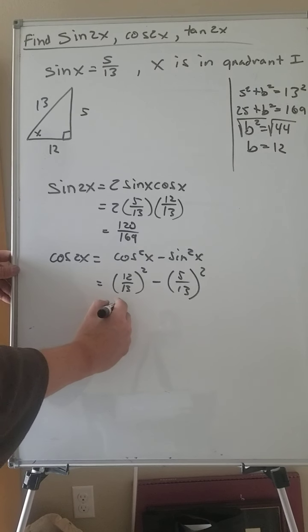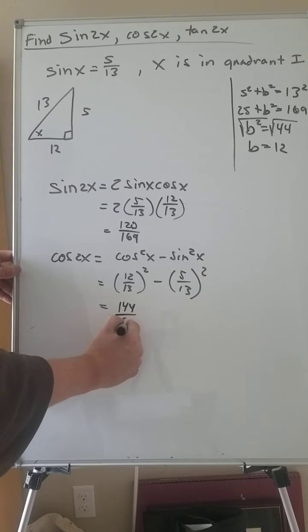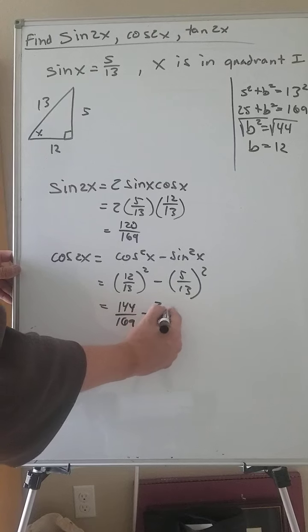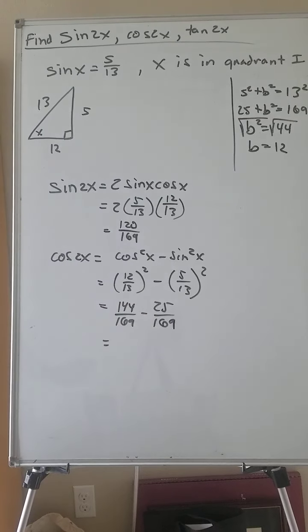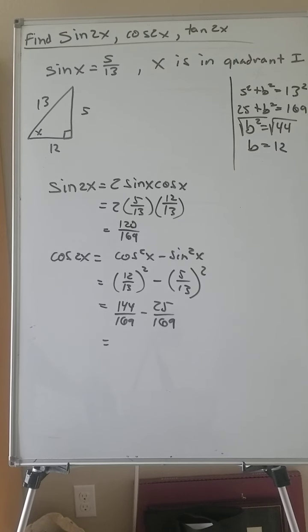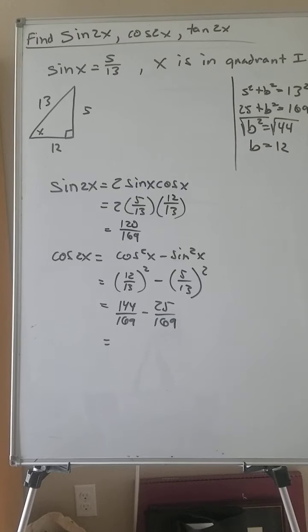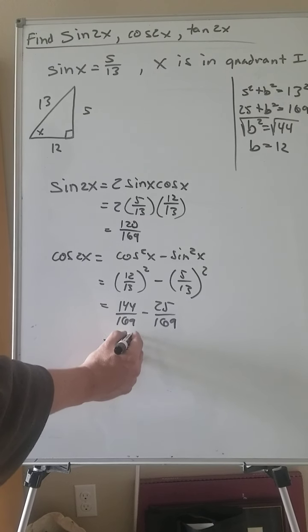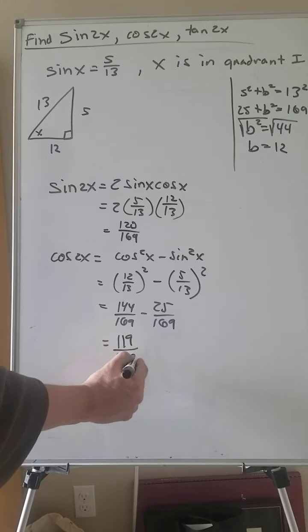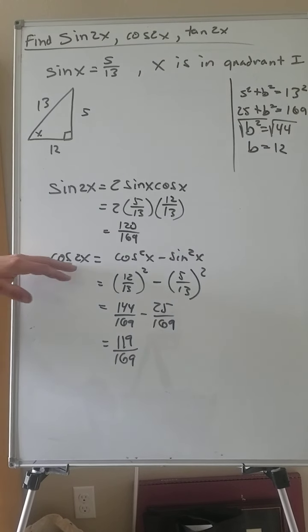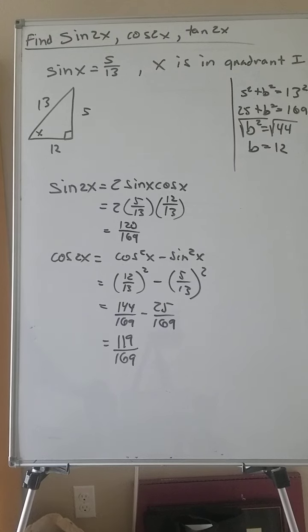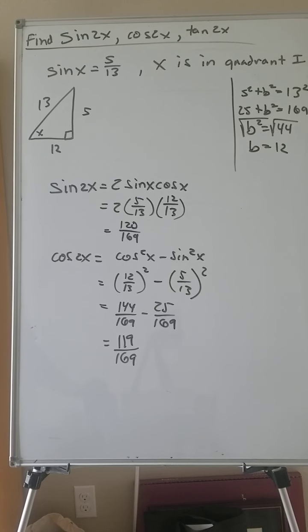So if I simplify the first fraction, I get 144 over 169, minus here I get 25 over 169. If I simplify this, 144 minus 25 is 119. So I get 119 over 169. So I found sine of 2x, I found cosine of 2x. Now all that's left to find is tangent of 2x.